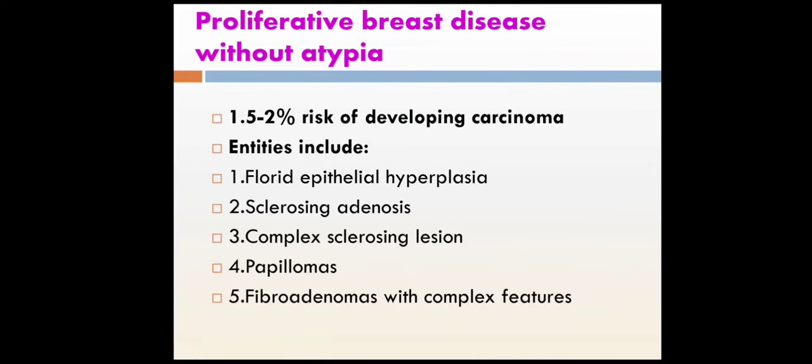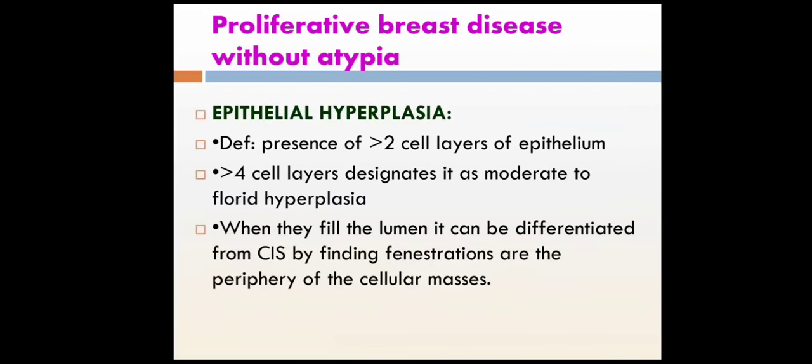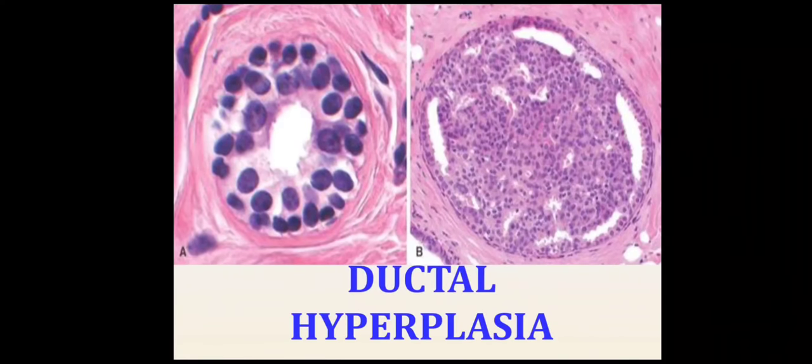So what do you mean by epithelial hyperplasia? As I said earlier, mild, moderate and florid hyperplasia are the terms used for epithelial hyperplasia. It is nothing but the presence of more than two layers of cells in each acini. More than four layers designate it as moderate to florid. When they fill the lumen, it can be differentiated from carcinoma in situ by finding fenestration at the periphery of the cellular bars. So what does this statement mean?